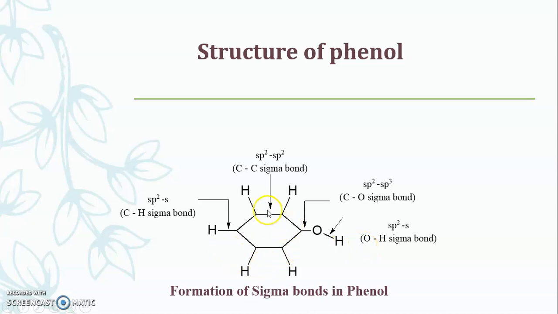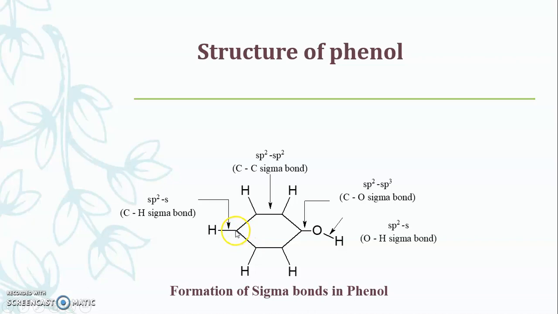All six carbon atoms present in the phenol are sp2 hybridized. For example, here you can see this carbon atom is sp2 hybridized, and this carbon is also sp2 hybridized. This sp2 hybridized carbon atom forms a sigma bond by overlapping of its sp2 hybridized orbital, and it forms a sigma bond with this carbon atom as well as with this carbon atom.